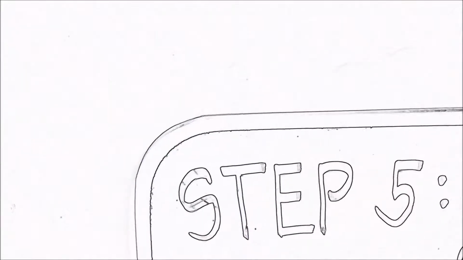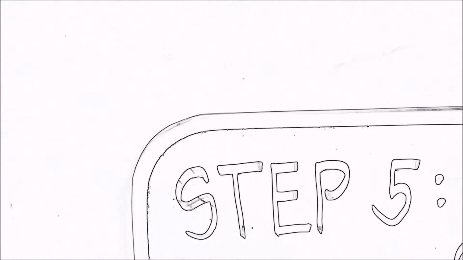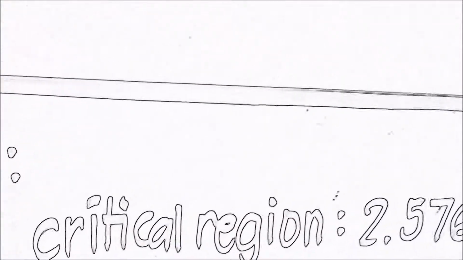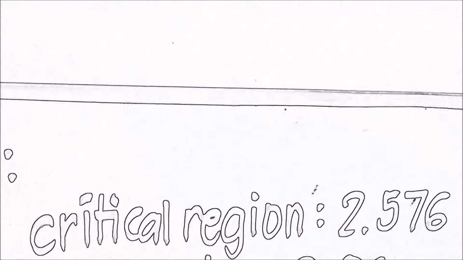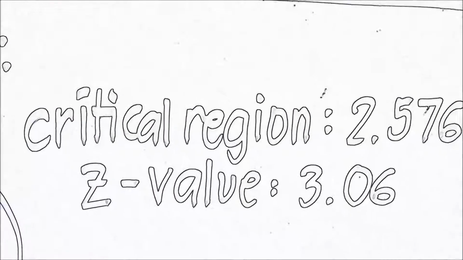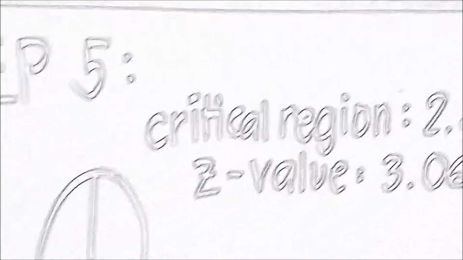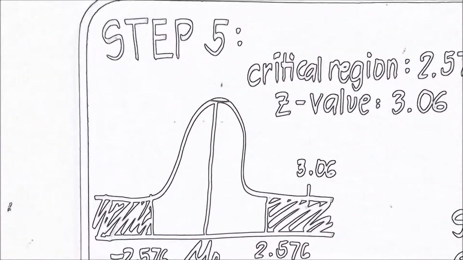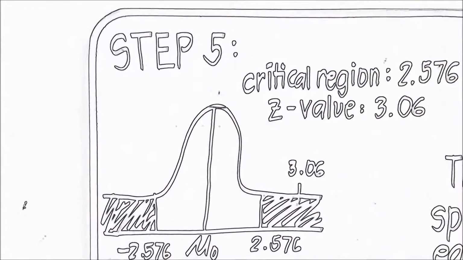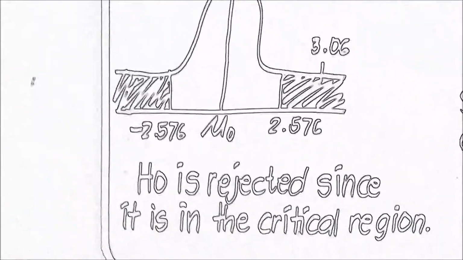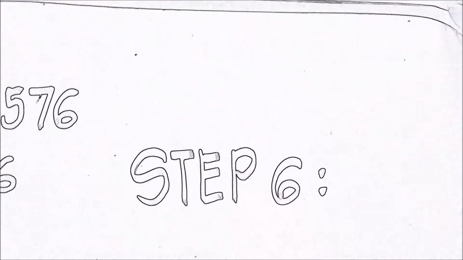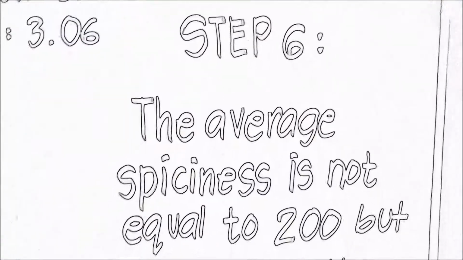For problem number 1, in step 5, we have to determine whether to accept or reject our HO. First, in order to do this, we use the critical region in step 3, which is 2.576, and step 4's z value of 3.06. Then, create a curve. As you can see, our curve has two shaded tails since our hypothesis test is two-tailed. Now, we can say that our HO is rejected since the z value 3.06 is in the critical region, which brings us to our conclusion in step 6 that the average spiciness is not equal to 200 but is greater than 200.